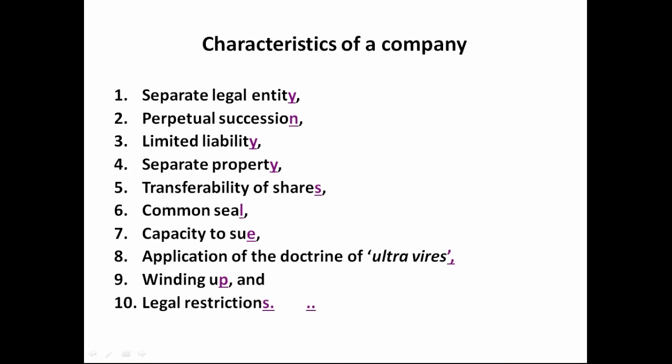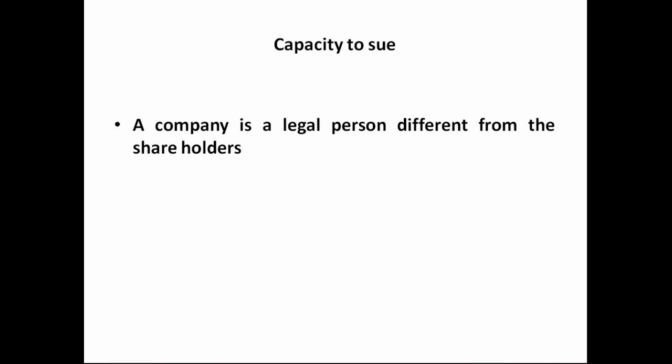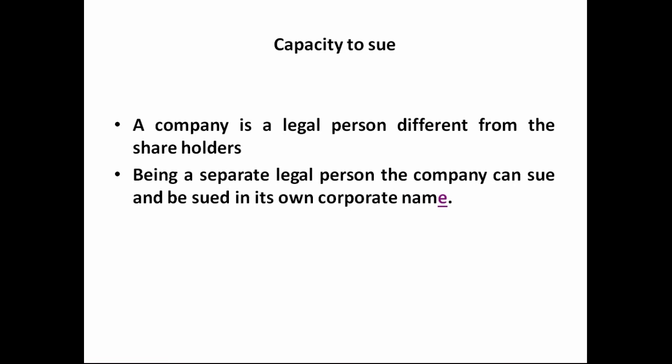Next one which we have to see is the seventh one. It's about the capacity to sue. Since a company is a legal person, and different from the shareholders, the company can file a suit to take care of its own interest, and some person, to take care of his interest, can sue against the company also in its name. For example, if I bring out a suit against a company known as ABC company, then I can straight away file a suit in the name of the ABC company, and the ABC company can file a suit before the court of law in my name also. So that is capacity to sue.